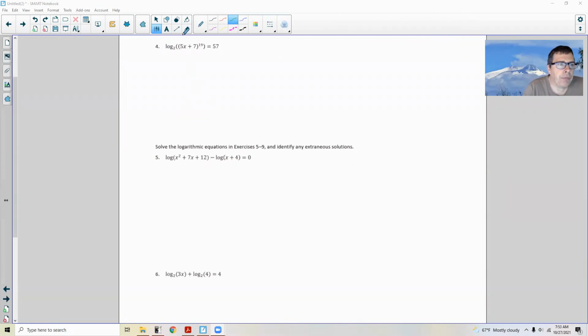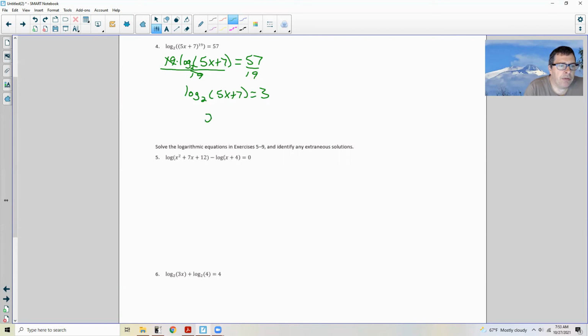Number 4, we have an exponent, we have base 2, just kind of look over the whole thing. Let's get rid of this power first. The 19 will go out in front, times the log of, I don't need 2 parentheses anymore, 5x plus 7 equals 57. Divide both sides by 19. This cancels, and I get the log, I forgot my base 2, that's base 2, of 5x plus 7 equals 3.